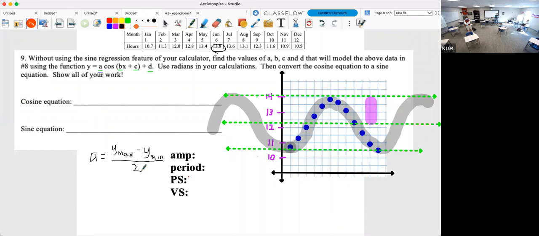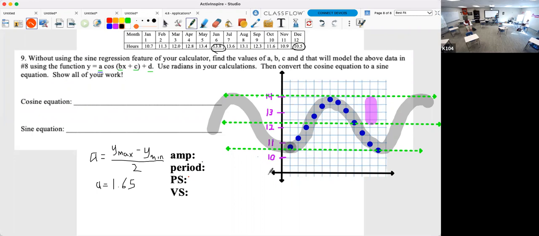So for this one, we do y max minus y min. That's 3.3, divided by 2 is 1.65. So our value for A, our amplitude, is 1.65. Does that make sense?